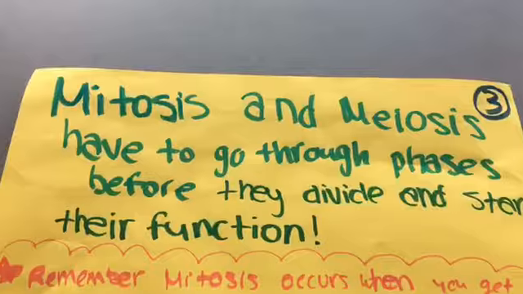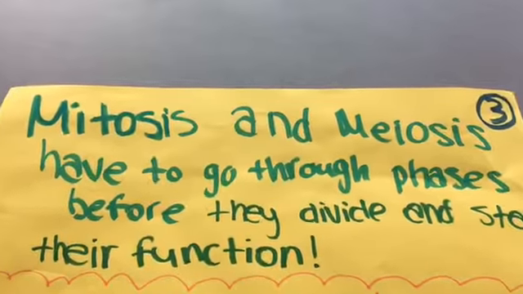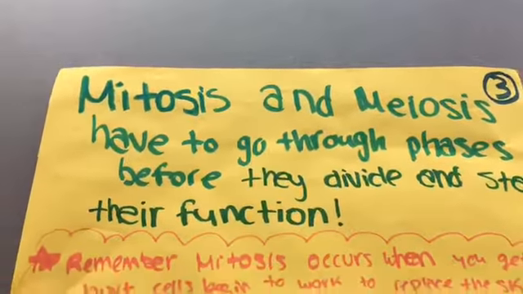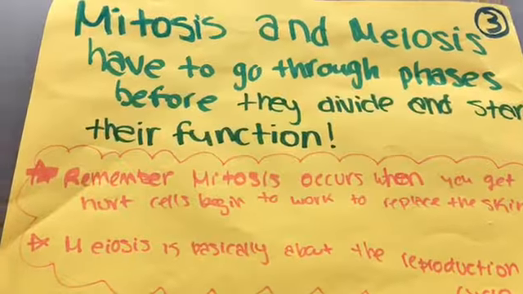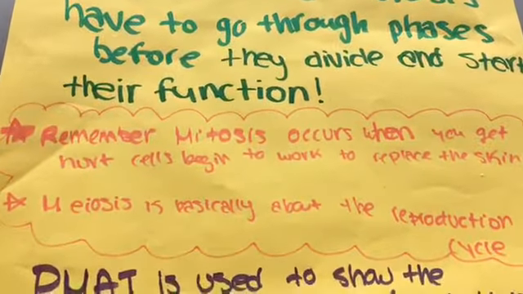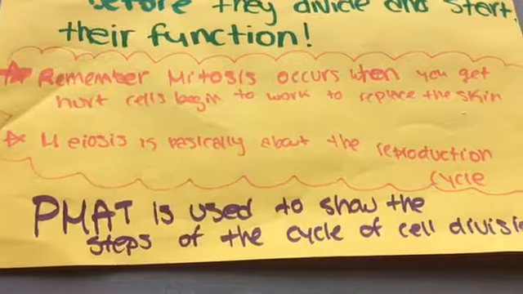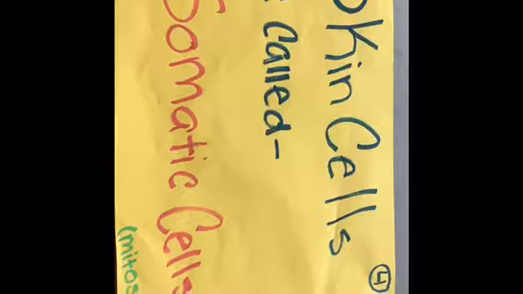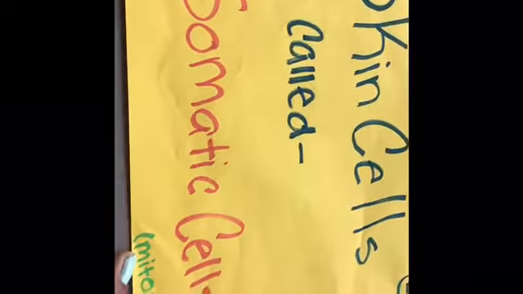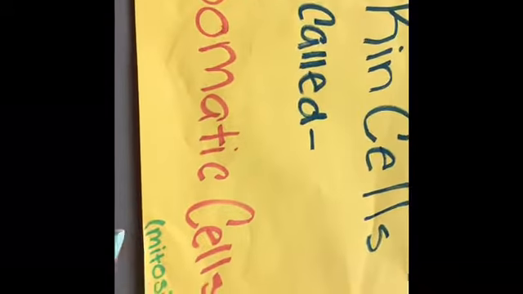Mitosis and meiosis have to go through phases before they divide and start their function. Remember, mitosis occurs when you get hurt, cells begin to work to replace the skin. Meiosis is basically about the reproduction cycle. PMAT is used to show the steps of the cycle of cell division. In mitosis, the cells are called skin cells, but in other words, they're called somatic cells. In meiosis, they're called gametes, sperm and egg cells.